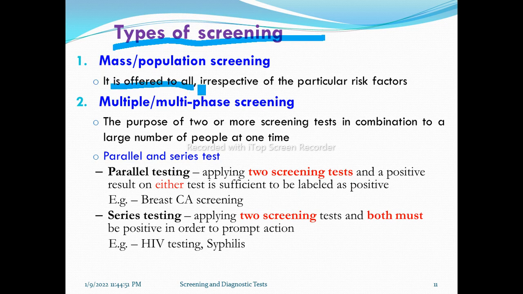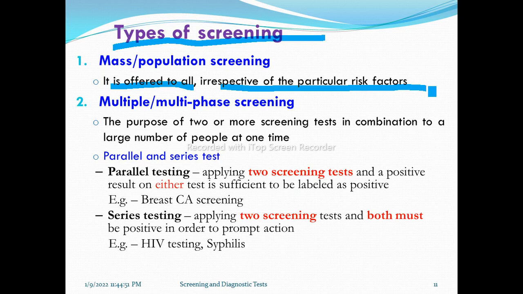This is offered to all, irrespective of the particular risk factors. Without regard to particular risk factors, all the population in that area will be screened. So this is known as population screening. For instance, if something is suspected in one town, all the population found in that town will be screened. This is population screening.